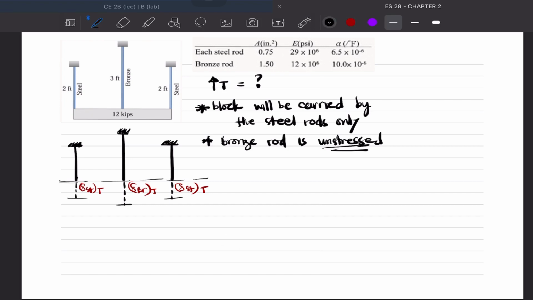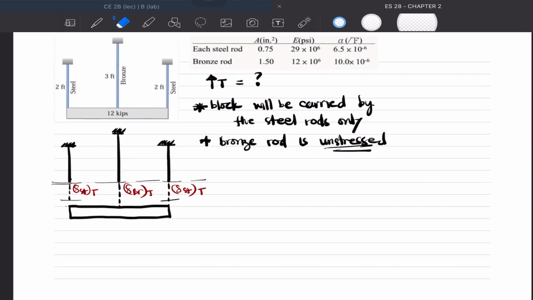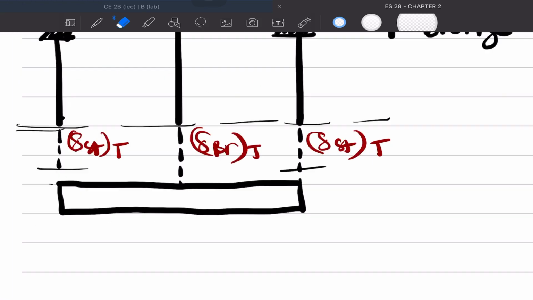The position of the block now is already fixed, at the level at which the bronze rod stopped deforming due to the change in temperature. So, it is attached there so that there is no force applied on it, and it is brought back to the rigid block. The force is now applied to the two steel rods. So, we have force P and another force P.